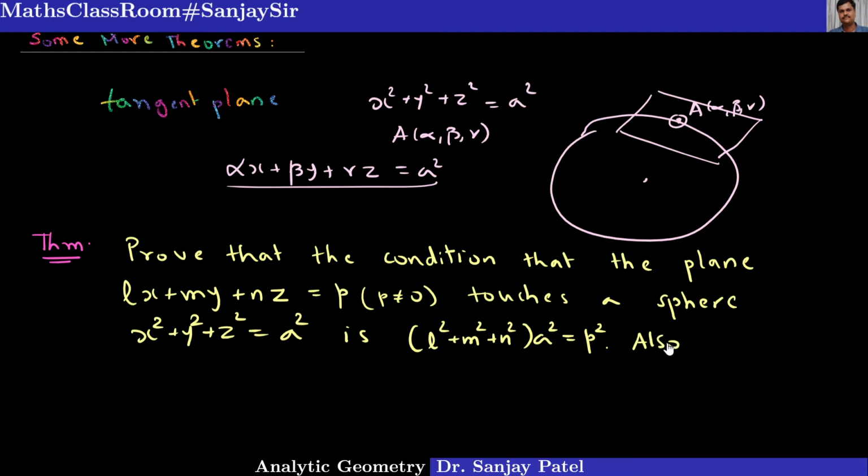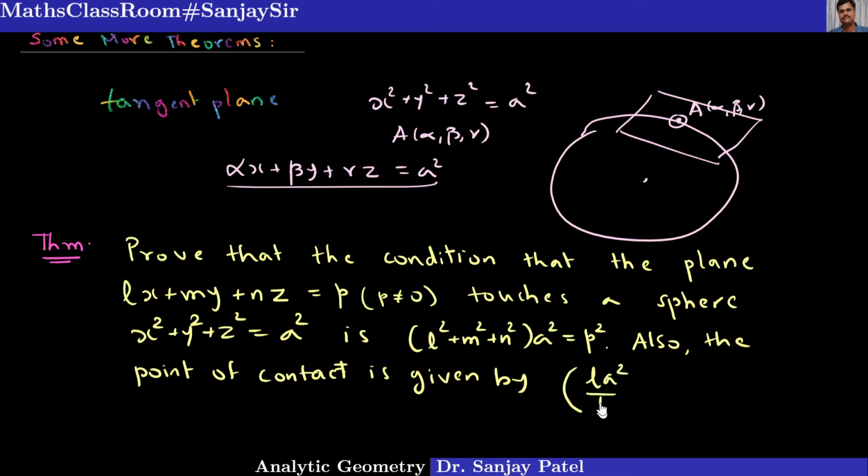Also, the point of contact is given by these coordinates, that is La square upon p, ma square upon p, and na square upon p. You must remember this condition and the point of contact coordinates.